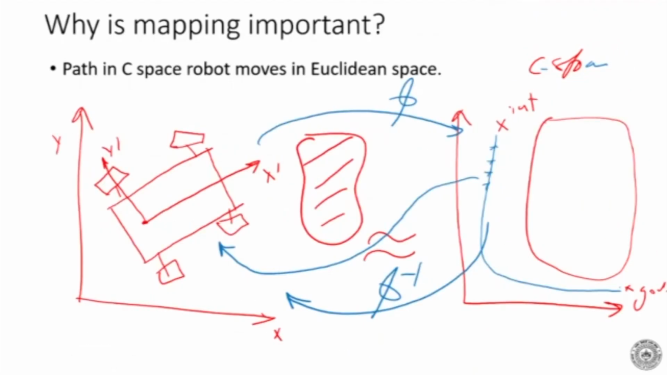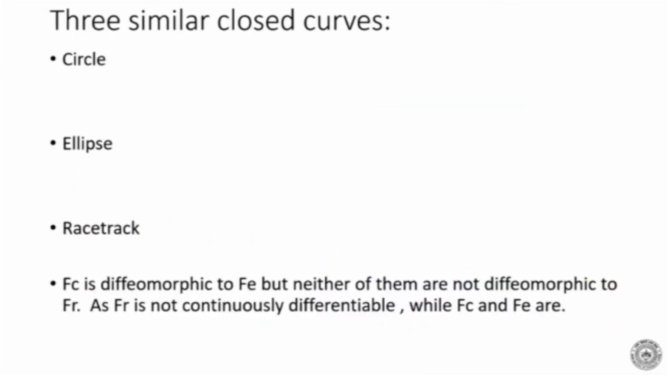Now you can also appreciate that if this phi does not exist, phi inverse doesn't exist, then there is actually no point, because the path cannot be transferred to the real world. That is one. The second is, if the spaces are the same for this mobile robot, in which we are talking about the path, then we can transfer the path between different spaces also, provided this mapping exists.